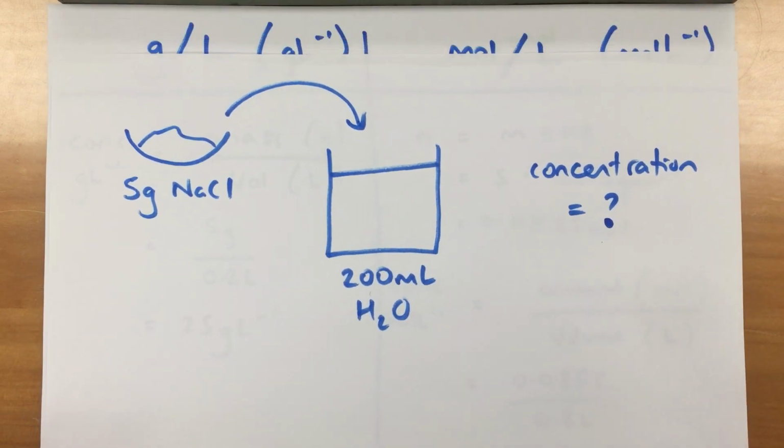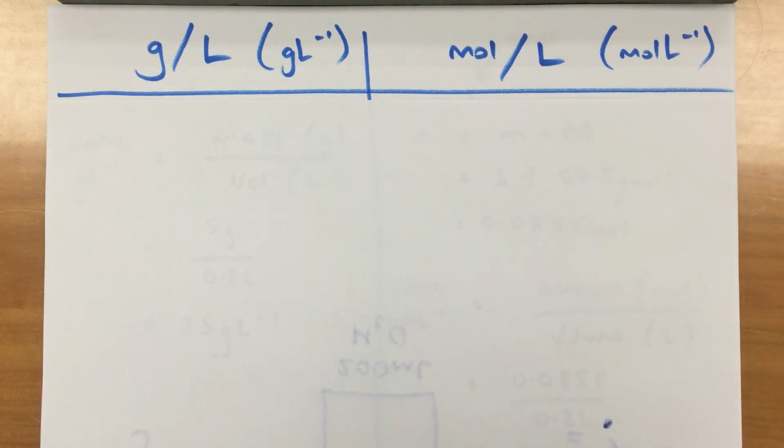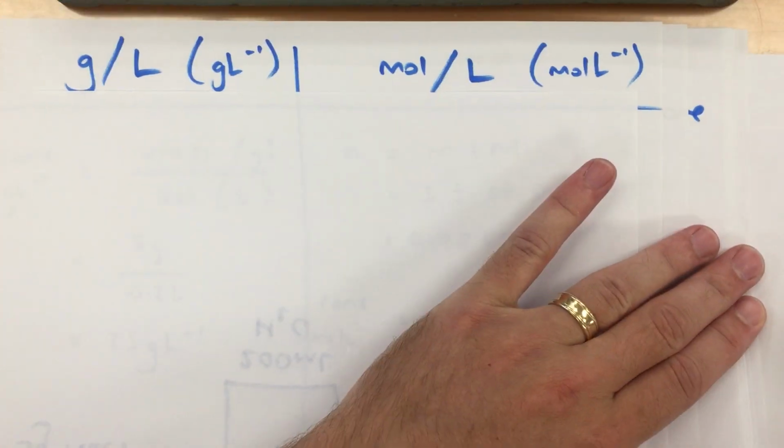So there are two different ways we can express concentration. We can express it in grams per litre, or we can express it in moles per litre. There are other ways of doing it in terms of percentages, but we'll just stick with these two for today. So first of all, let's have a look through how to calculate this in terms of grams per litre.